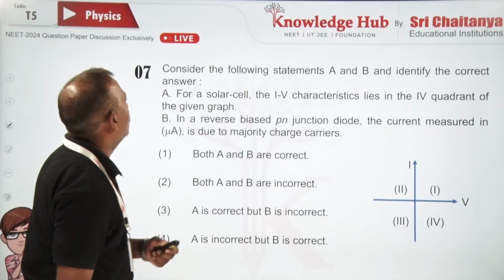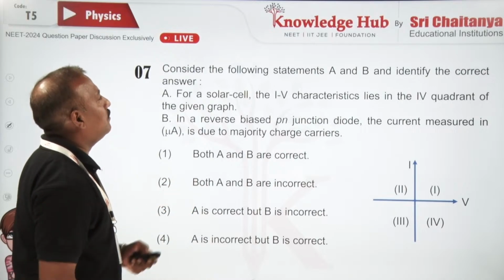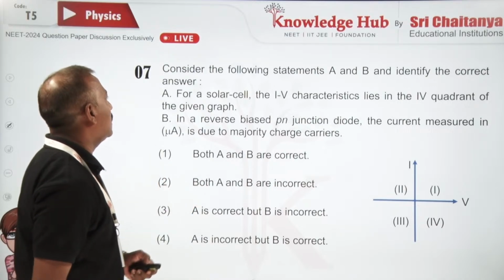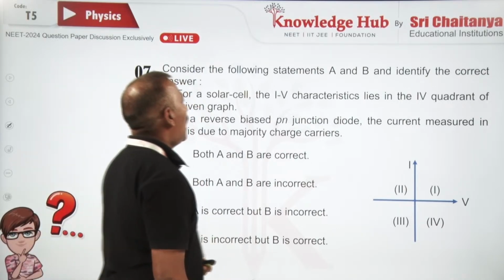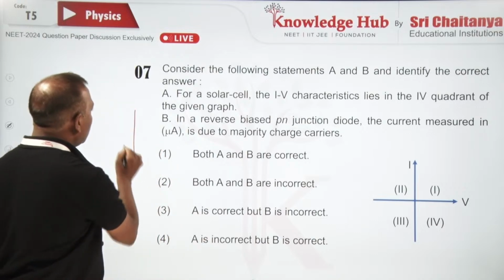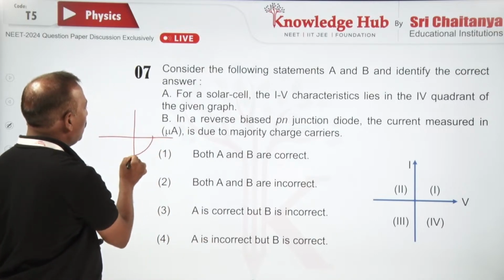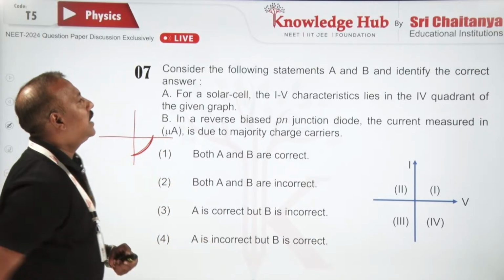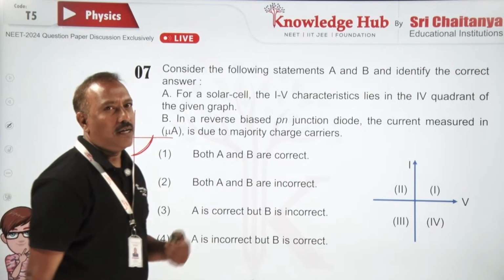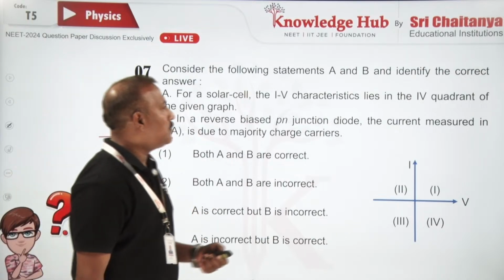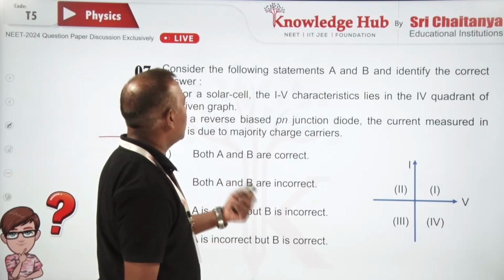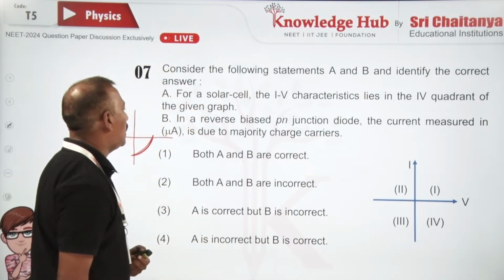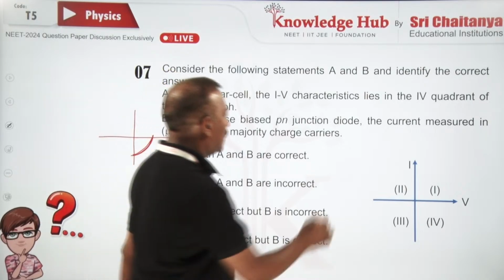Next, seventh question. Consider the following statements A and B and identify the correct answer. For a solar cell, the IV characteristic of a solar cell will be like this. Therefore, it is in the fourth quadrant of the graph. And in a reverse biased PN junction diode, current measured is due to majority charge carriers.